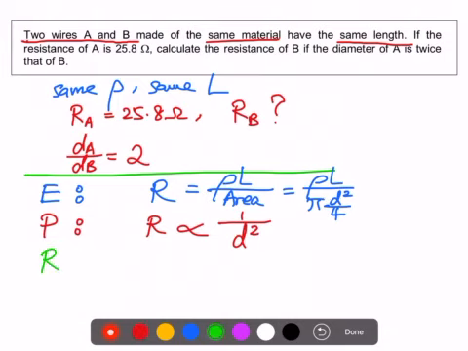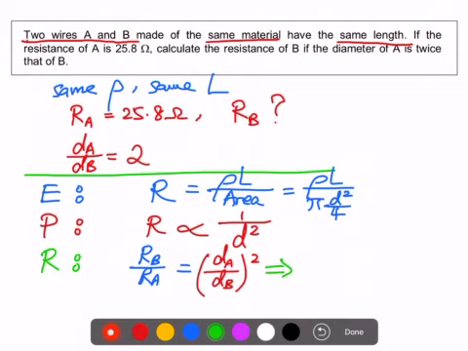Finally, ratio. Okay, the ratio of resistance. We are interested to find resistance of B. So write resistance of B first over resistance of A is equal to, is inversely proportional to the diameter. So diameter of A over diameter of B. Okay, so B over A, A over B, and do not forget the square. Okay, and then we can move on to the calculations.